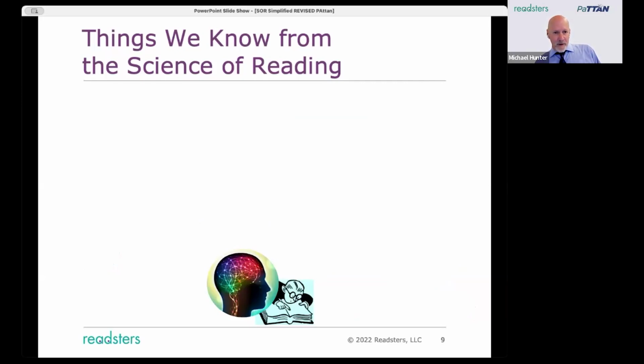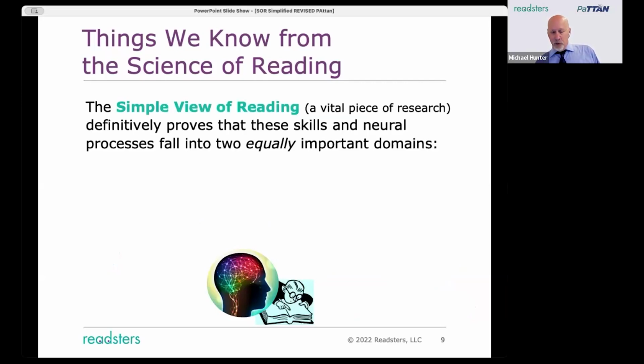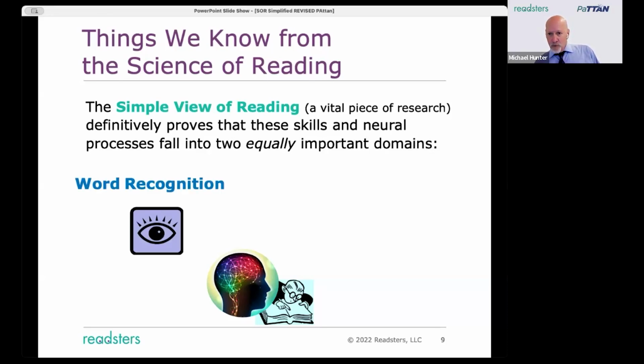What else do we know from the science of reading? Well, we know that the simple view of reading, which is a critical, pivotal piece of research, tells us that the set of skills and the neural processes, the things that make up a proficient reading brain, fall into two equally important domains. And if you know the simple view, you'll know that the first is word recognition. And word recognition is the ability to see print and to instantly turn it into words in our brain.